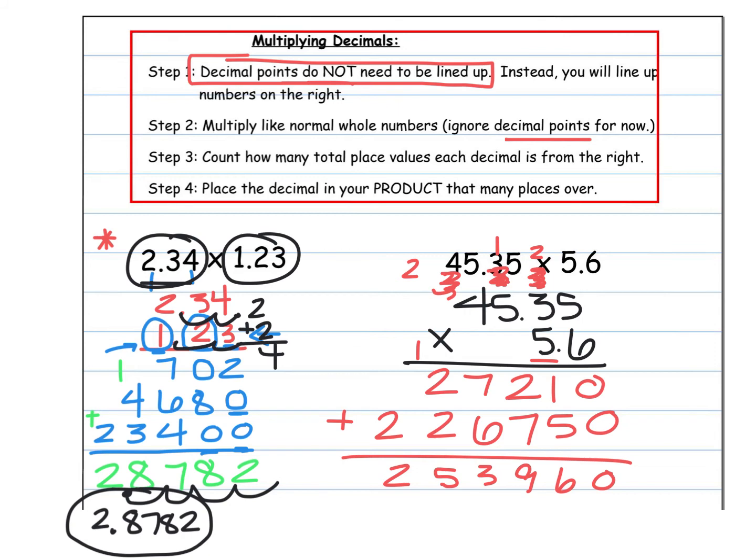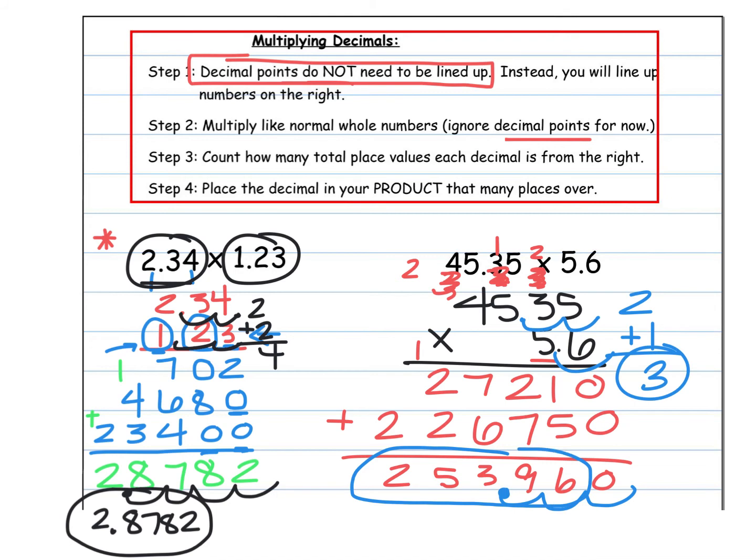And then I start on the left or the right side and I go 1, 2. And then over here I go in 1. I add it together. 3 total places, so I go down here, 1, 2, 3. So my answer is 253 and 96 hundredths. I can drop any zeros after the decimal that have no numbers after it.